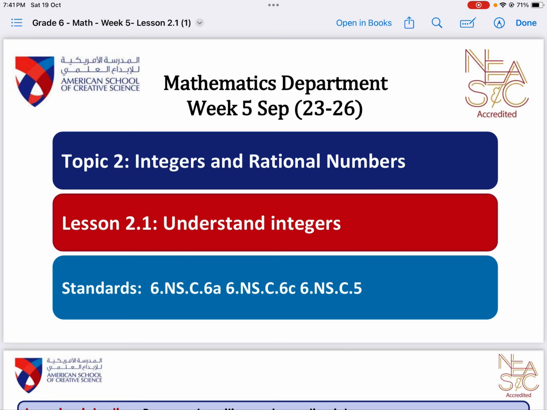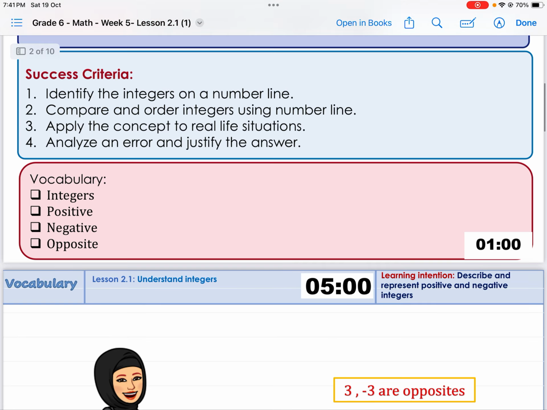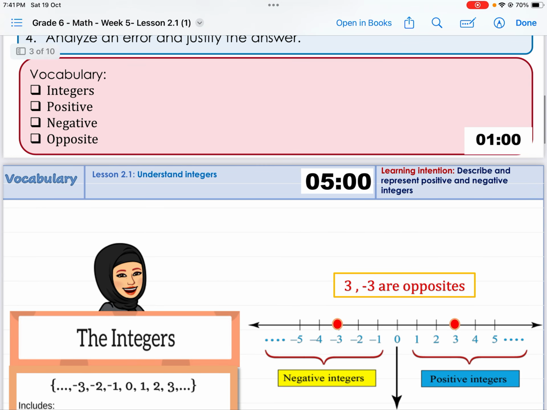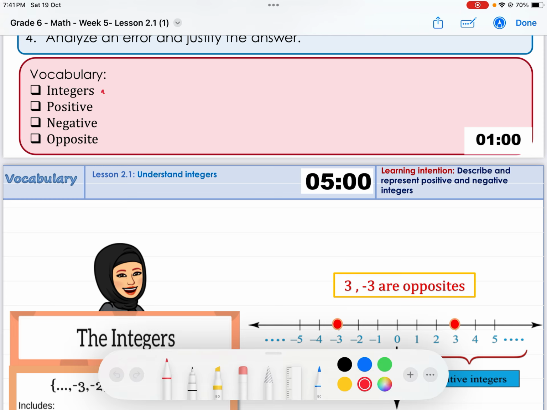Okay, so moving on to our third topic, which is understanding integers. Okay, guys, this is a really easy lesson if you understand it really well and know how to connect it to real life. So let's start. Please focus on these keywords: integers, positive, negative, and opposite.